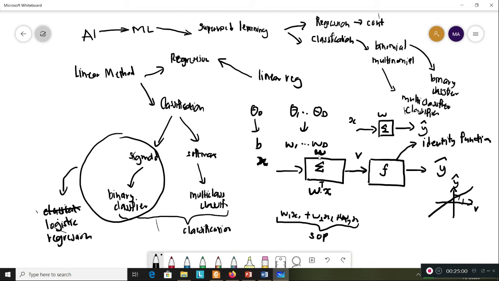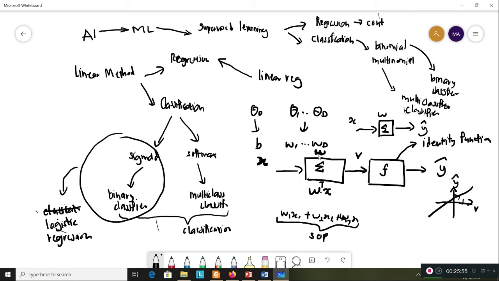So if you set your F as an identity function, this block will become a linear regression, because if you set it as an identity function, it seems that this one is not functioning at all, meaning any V is passed through here as Y hat. In other words, this block can also represent regression, because if you want to do linear regression in this block, you just set your F as identity function, because any V there is equal to Y hat.